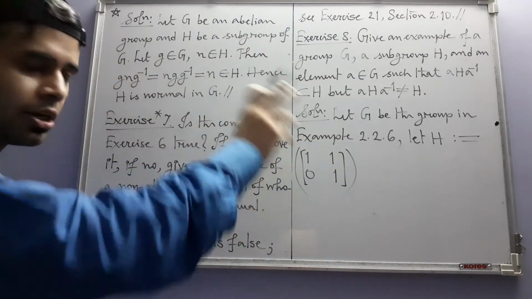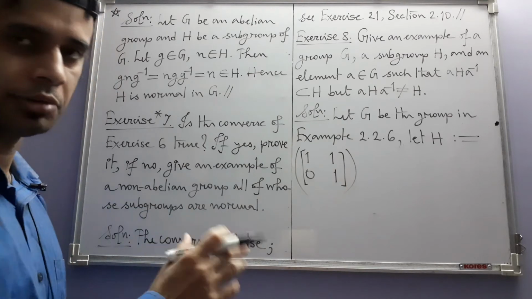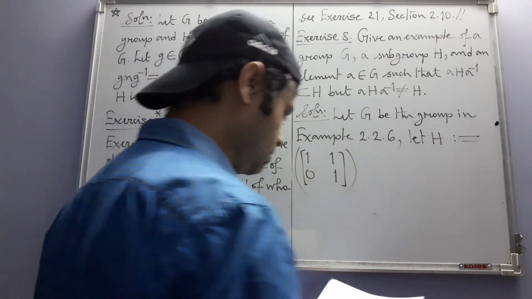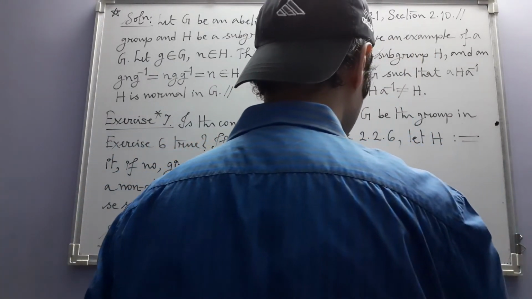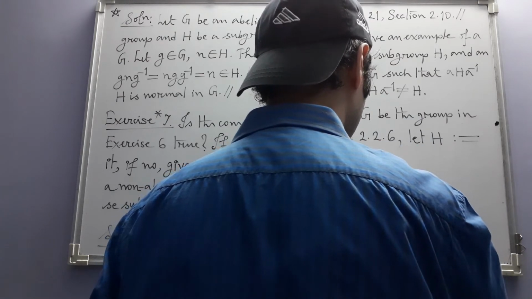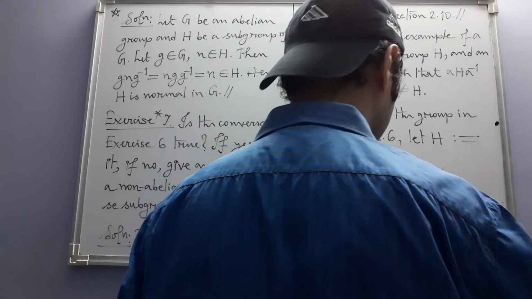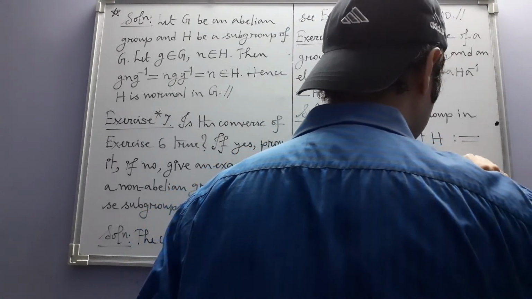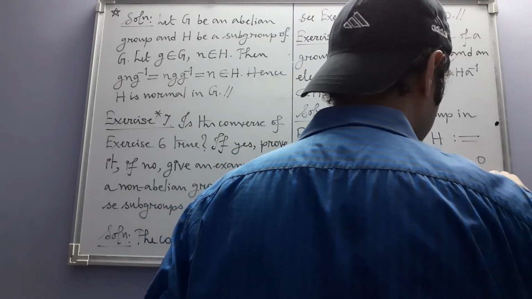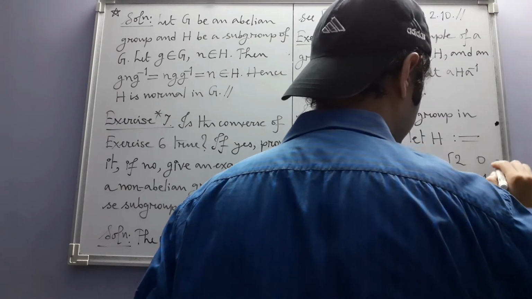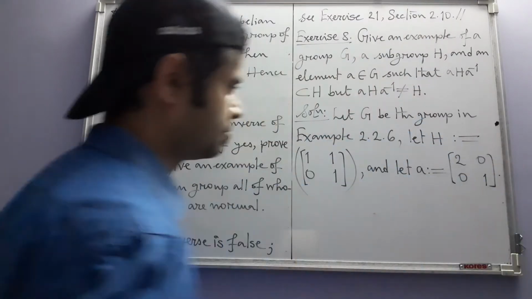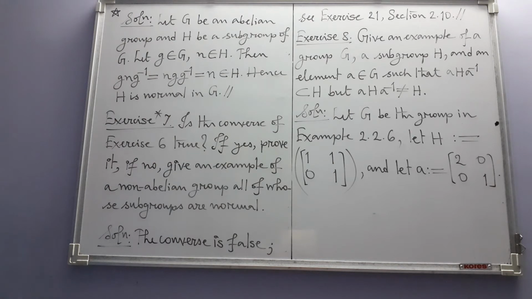This is the symbol for the cyclic subgroup generated by the element that is inside. And let A be the element, that will also have to be a matrix, a 2 by 2 diagonal matrix, 2 0 0 1.